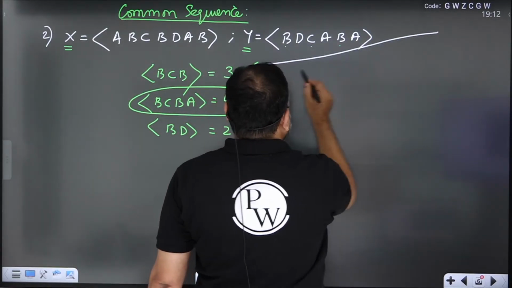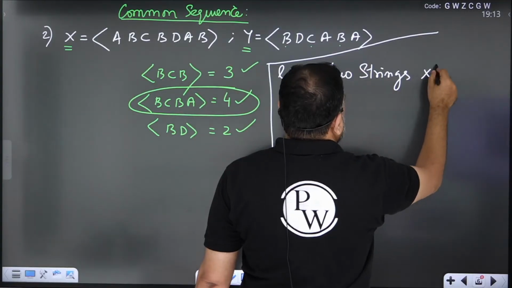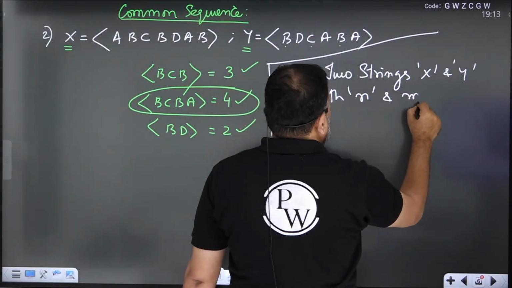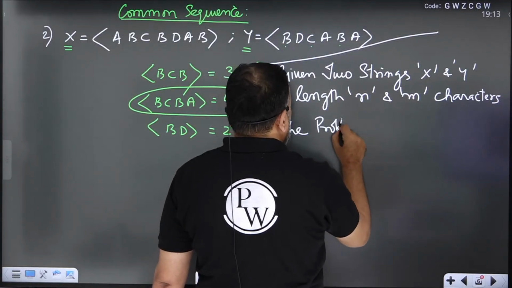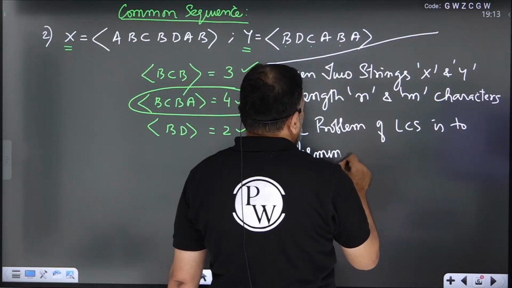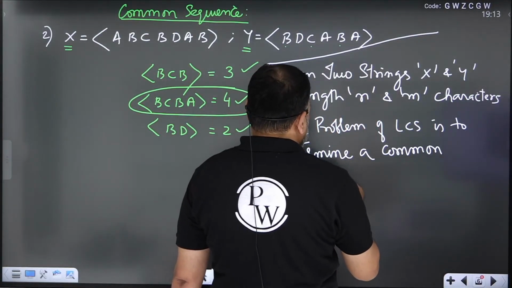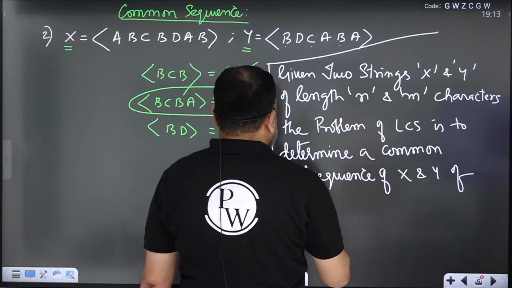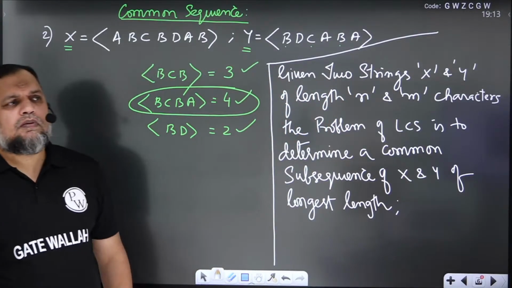We will write the problem definition. Given two strings x and y of length, some length you can assume, n and m characters, the problem of LCS is to determine a common subsequence of x and y of longest length. This is the problem definition of LCS.